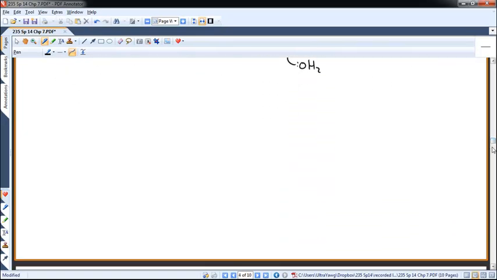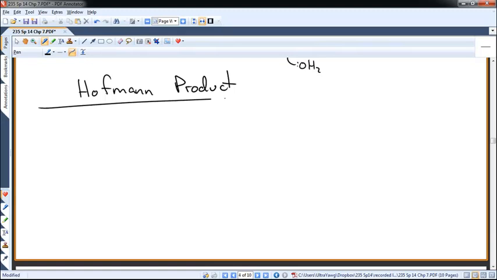Alrighty, the last topic of Chapter 7 is called the Hofmann product, two N's. The Hofmann product is essentially the least substituted alkene. So what we've been doing up to this point is saying that the major product is the Zaitsev product. Well, that's not completely true. I kind of lied to you a little bit for the purposes of helping you understand it. Now that you hopefully understand the Zaitsev product and E1 and E2 mechanisms, I can go back and say, well, actually it's this way.